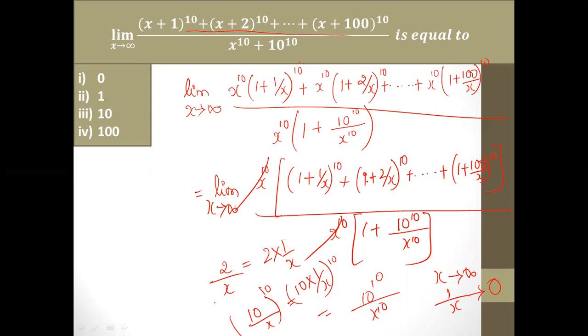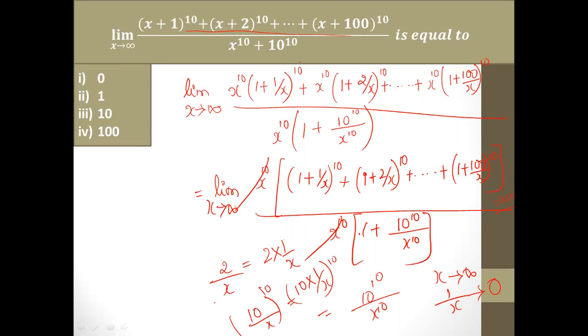So it is 1 plus, coming to the second term, 2 by x, again it is 0. So 1 plus 0 is 1. 1 to the power 10 is again 1. If you continue till 100, it becomes only 1. And you have told there are 100 terms in the numerator. So 1 is repeated 100 times. So the numerator we will get 100 into 1.